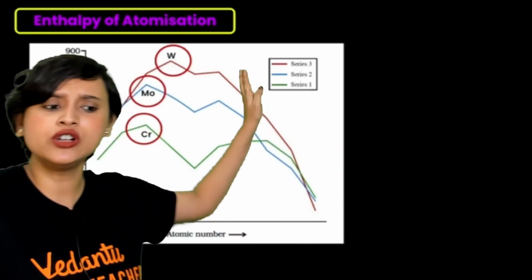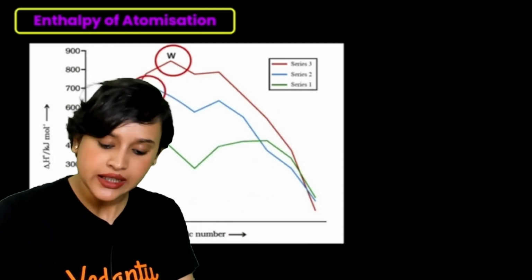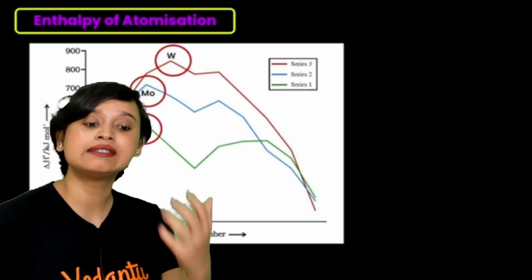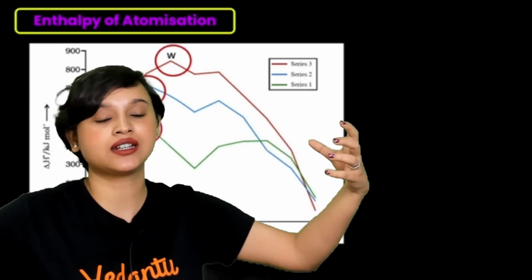No need to look at the graph. Don't look at the graph now. Just look at the definition that I'm writing. The enthalpy of atomization is the enthalpy change that accompanies the total separation of all atoms in a chemical substance.